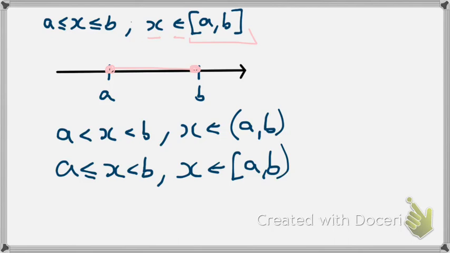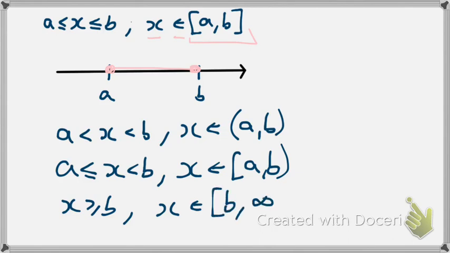And the last two cases: let's say x is greater than or equal to b, then x is in the interval from b all the way up to infinity. Open, right? Infinity is always open because it's not a number. And if x is less than a, you'd have x is in the interval minus infinity, again open, up to a, and open because it's less than, not less than or equal to.